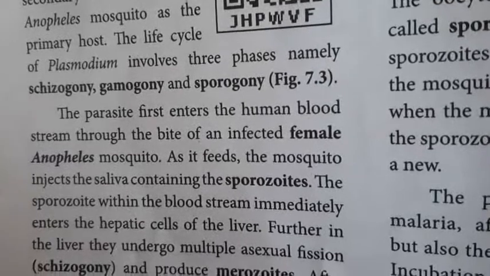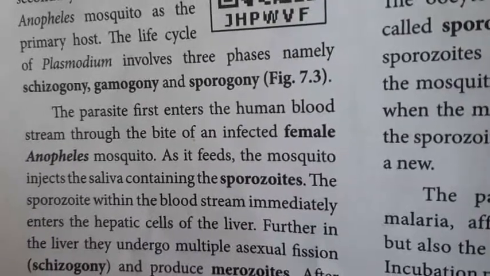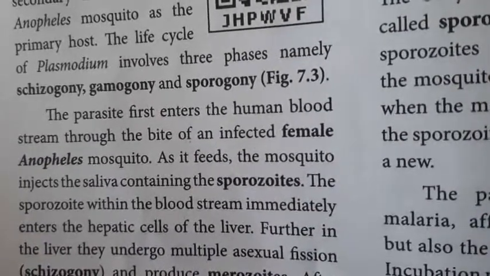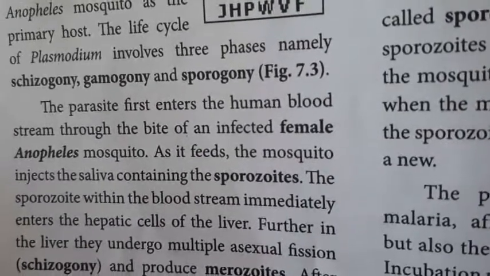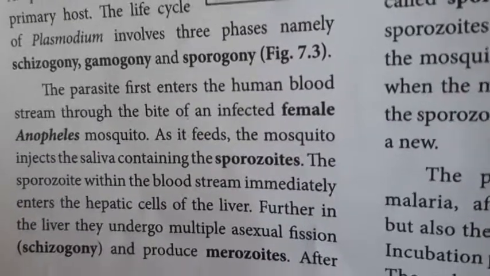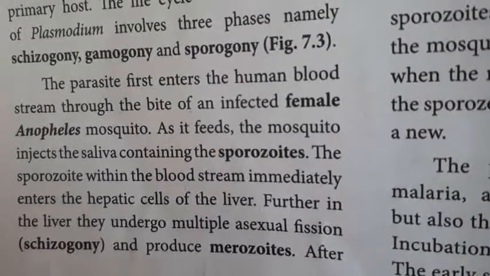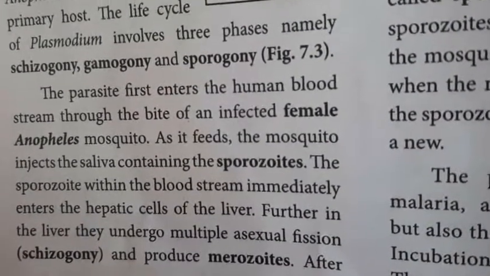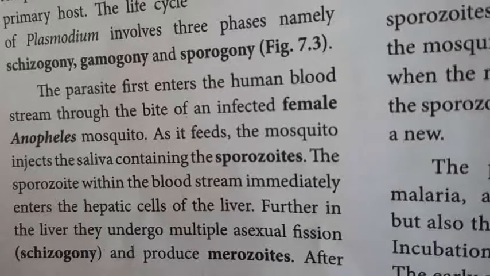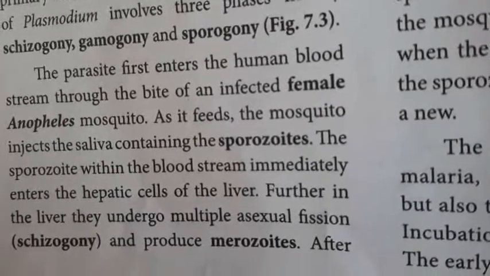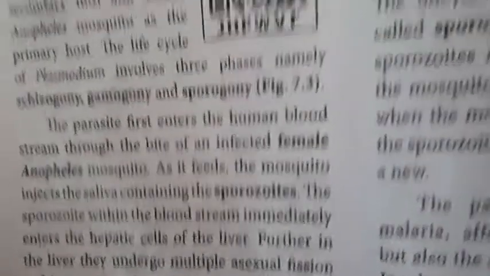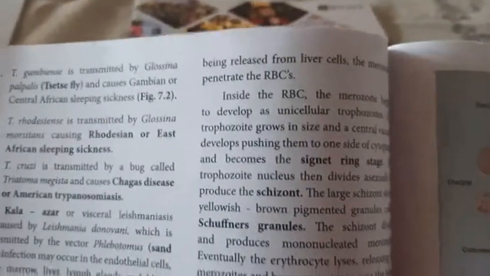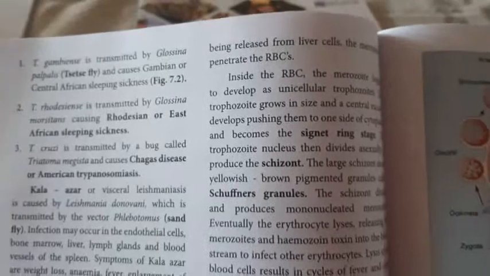The sporozoites in the bloodstream immediately enter the hepatic cells of the liver. Then in the liver they undergo multiple asexual fission. This is called schizogony and produces merozoites. After release from the liver cell, the merozoites penetrate the RBC.